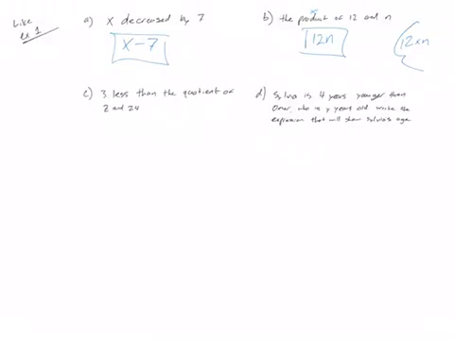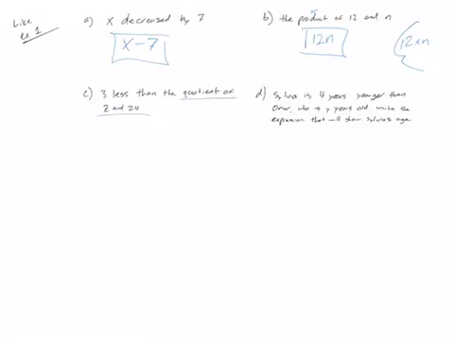Part C says 3 less than the quotient of z and 24. So just pause for a second there. It says 3 less than something. 3 less than what? 3 less than the quotient. So let's find out what the quotient is, and then I'll take away 3 from that, and then it'll be 3 less than that. So let's look at the quotient part of that.